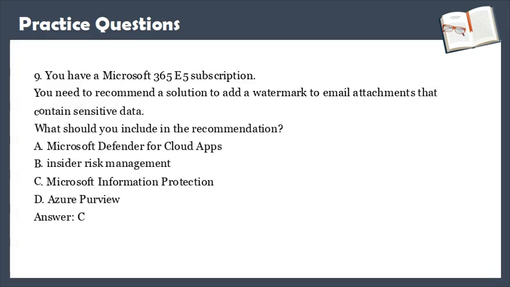9. You have a Microsoft 365 E5 subscription. You need to recommend a solution to add a watermark to email attachments that contain sensitive data. What should you include in the recommendation? A. Microsoft Defender for Cloud Apps. B. Insider Risk Management. C. Microsoft Information Protection. D. Azure Purview. Answer: C.